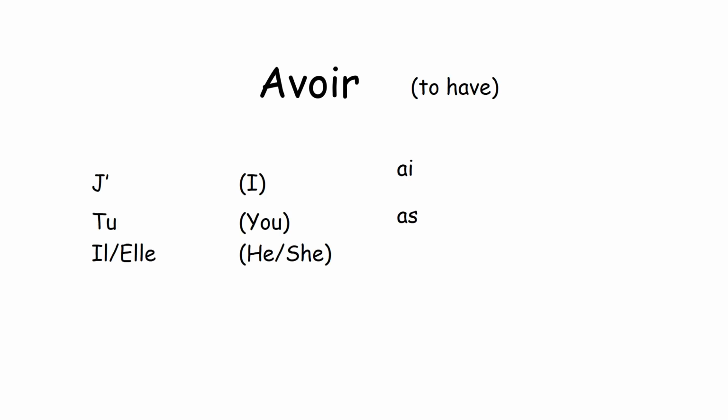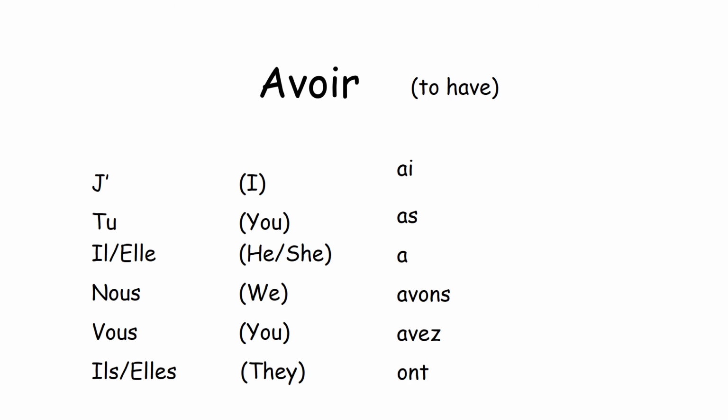Now the verb is avoir. J'ai, tu as, il or elle a, nous avons, vous avez, ils or elles ont. Avoir is one auxiliary verb. We have already seen the conjugation of the avoir verb, but it is also an irregular verb. It is an auxiliary verb and it is irregular as well.